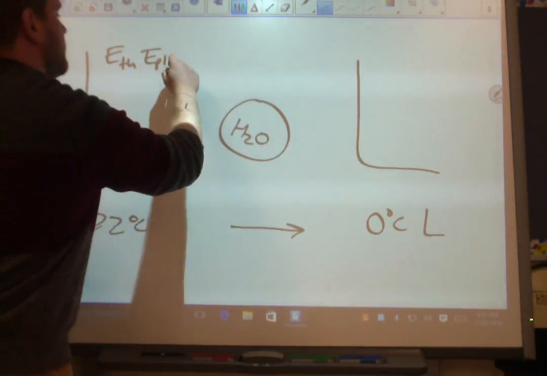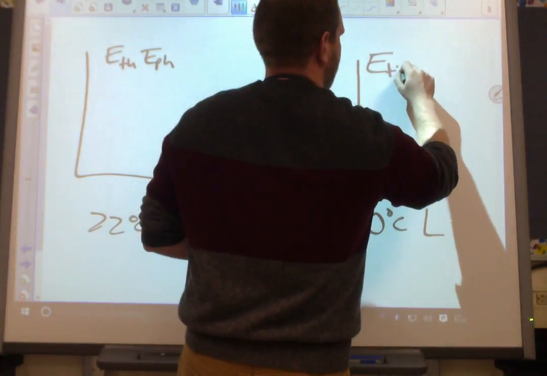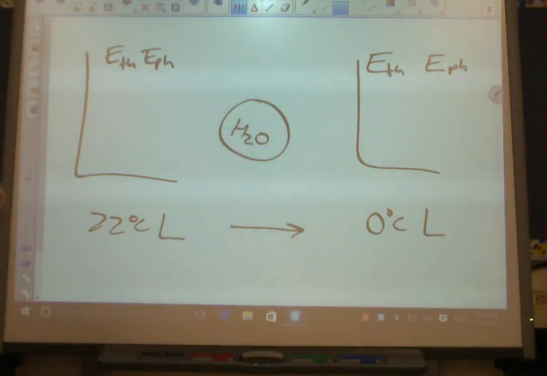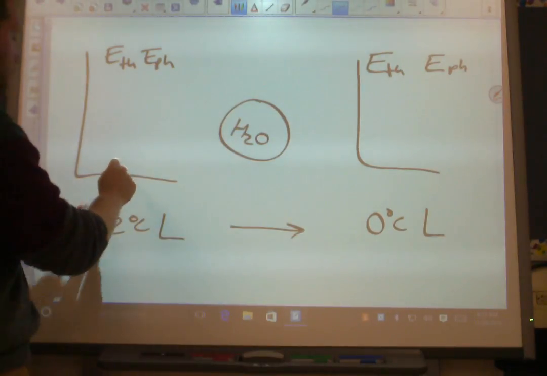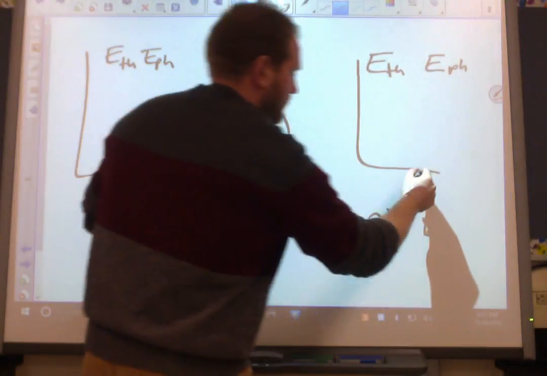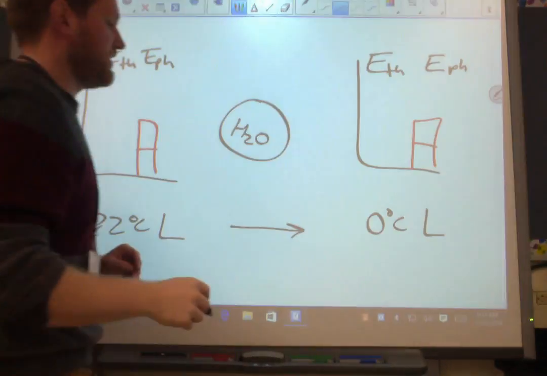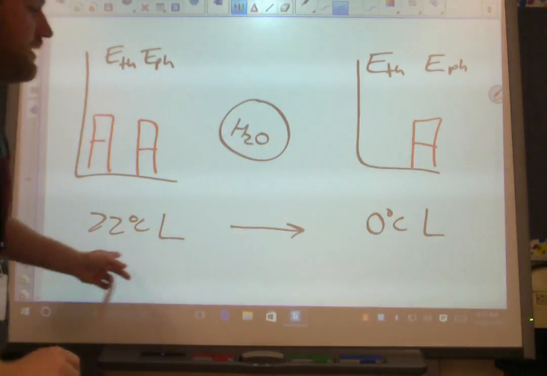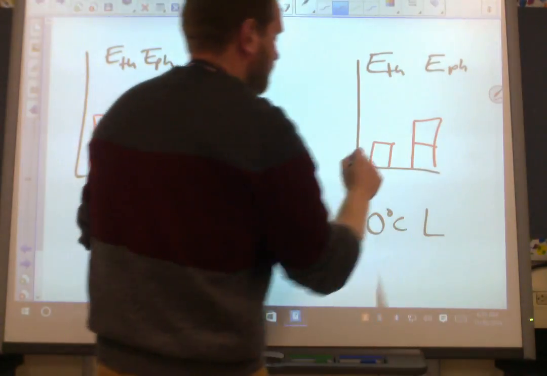ETH, EPH. Let's start filling it in. So 22 degrees Celsius, well, I always start with phase. So liquid is going to be 2 bars. So no change in phase just yet. 22 degrees Celsius, I'm going to call that 2 bars. That's pretty much room temp. 0, I'm going to call that 1 bar.